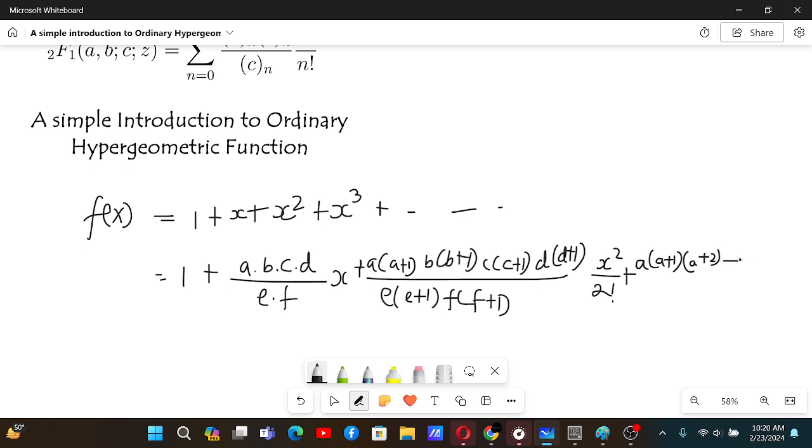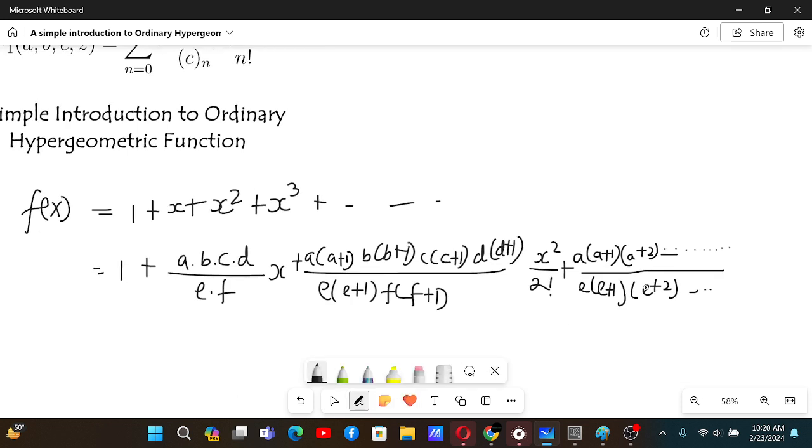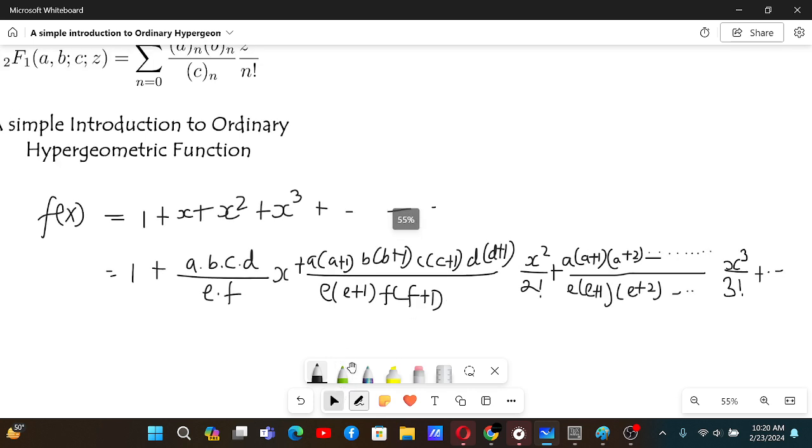Similarly the next term, let it be a plus 1, a plus 2, and also similar for b, b plus 1, b plus 2, c plus 1, c plus 2, d plus 1, d plus 2, and over here e plus 1, e plus 2, f plus 1, f plus 2, and then over here x cubed by 3 factorial, and it goes on in a similar fashion. So this function over here is known as a hypergeometric function.